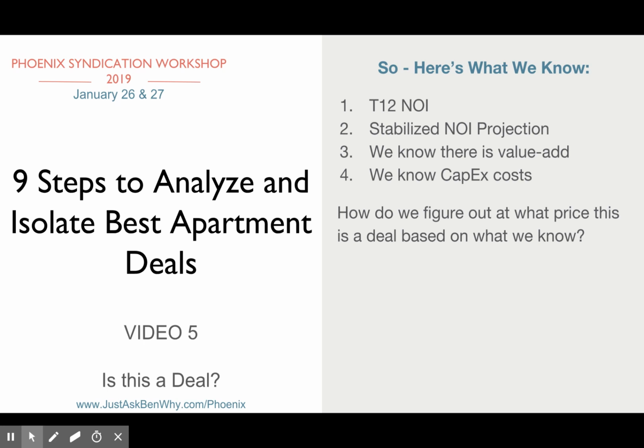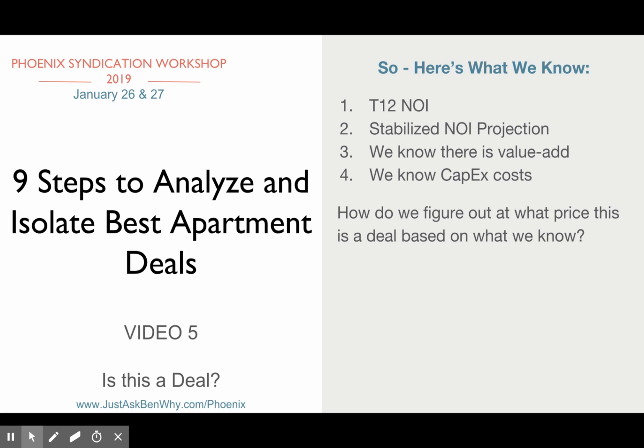So what do we have here at the end? Having gone through this entire process, what do we know? What we know is the trailing NOI. We know where the building is operationally as it sits. We also know our stabilized projection for where the building is going to be when we're done doing what we're going to do. And number 3, we also know that there is value add, because if there's no value add at this point, after step 2, this building goes into the trash bin, right?